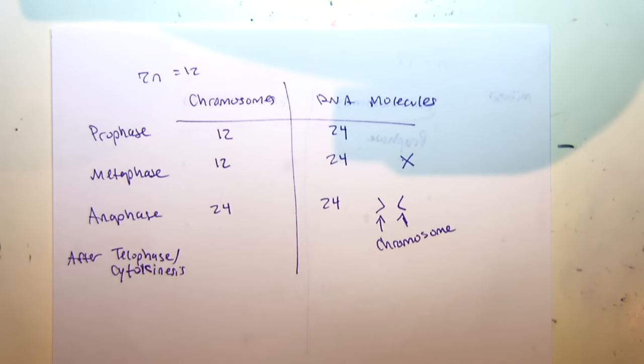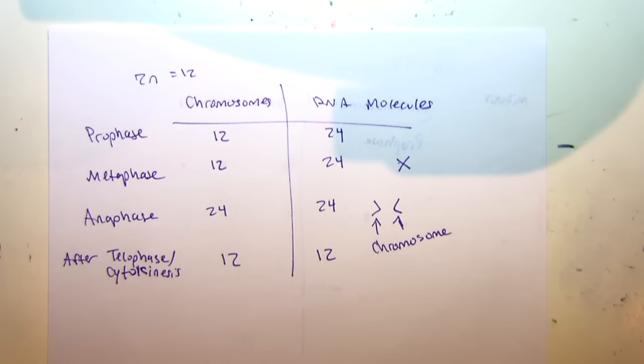So the number of chromosomes has doubled, but we haven't added any more DNA or gotten rid of any DNA, so we still have 24 individual DNA molecules. It's just that they're no longer attached. And then what about after telophase and cytokinesis has happened? How many chromosomes are we going to have per cell? 12 per cell. And how many DNA molecules will we have per cell? 12. Because remember, after telophase and cytokinesis happen, we split half the DNA molecules on one side, half on the other side, and cut that cell in half.